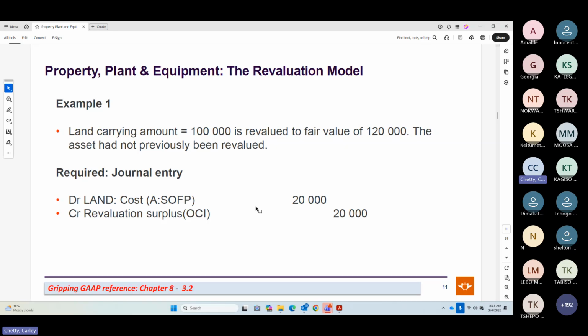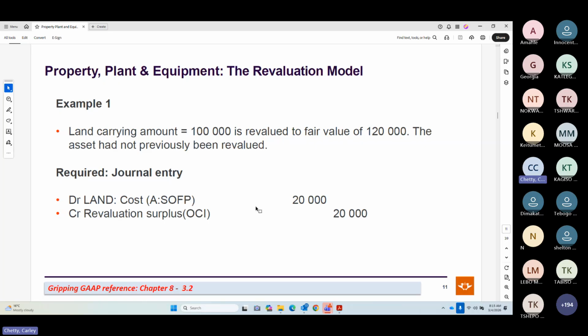So here we are going to compare the carrying amount of the land, which is 100,000, to the fair value. And we'll see that the carrying amount is lower than the fair value. So here we are going to increase the carrying amount to the fair value of 120,000.